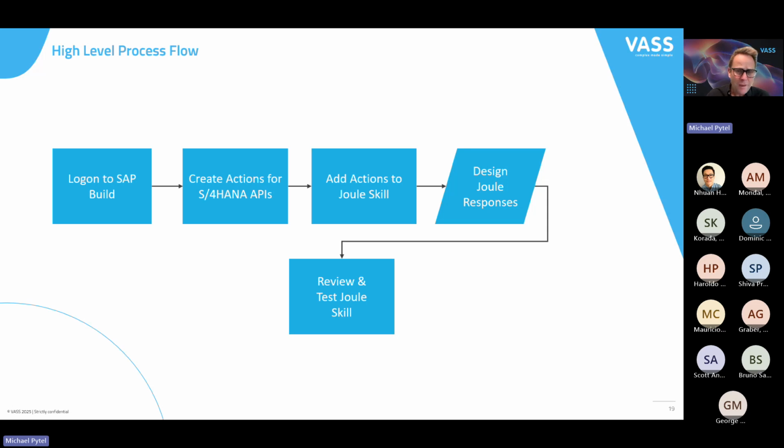All right. High level, what are you going to do today? You're going to log into SAP Build. You're going to create actions for S4HANA APIs. You're going to add those actions to a Joule skill. You're going to design the way that Joule responds to the user question, and then you're going to review and test the Joule skill. The specific scenario that we're working with today is a customer service rep sees a sales order on credit hold, and that customer service rep wants to know what are the open invoices for that customer, and help me draft an email to the customer letting them know they need to pay their 3 invoices before the new sales order will be released from credit hold.